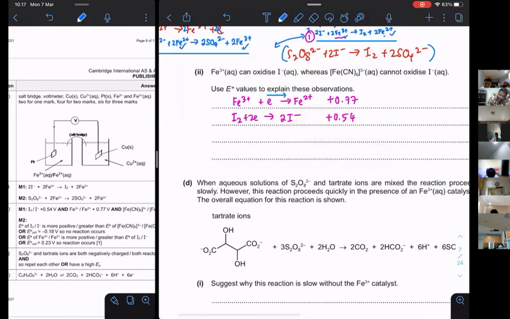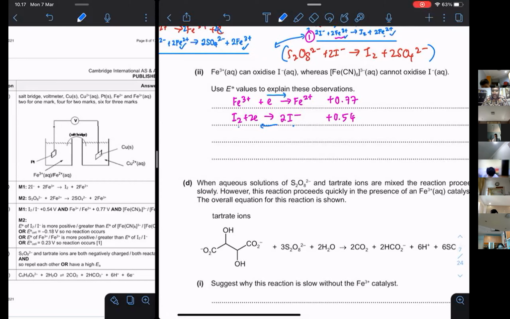They will go to the right, and this one will go backwards. So you see Fe3+ can oxidize I-, which is correct. I- goes from -1 to 0, so it is oxidized. So this is going to happen.